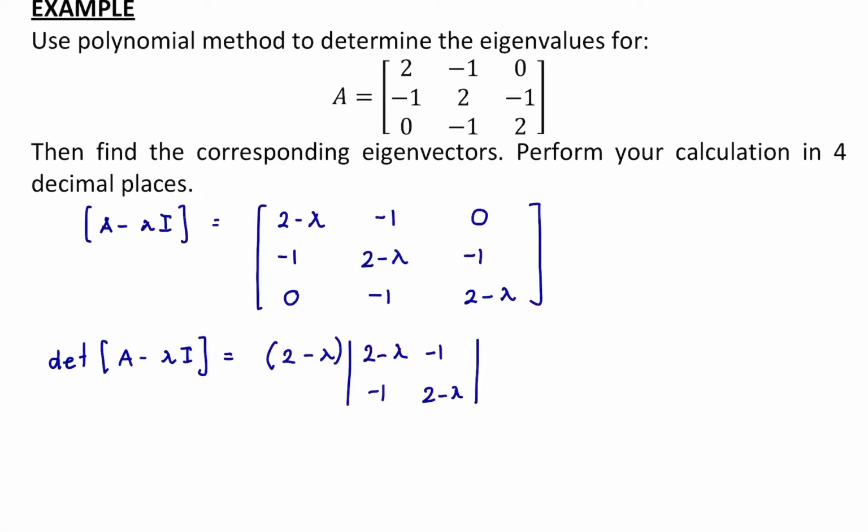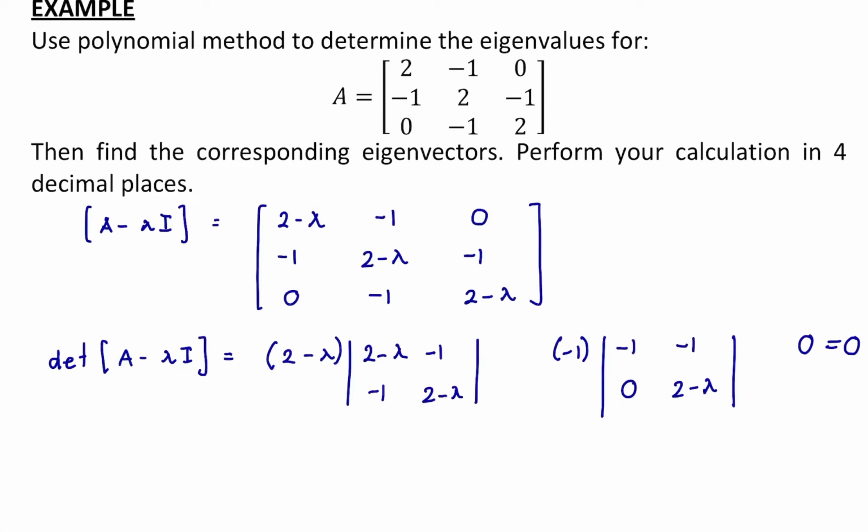Now for the second entry, minus 1. So our entry is minus 1. Okay, so we are referring to minus 1. That means we temporarily eliminate that row and column. Okay, so what is left here is minus 1, 0, 2 take away lambda. Alright, for the third entry, that is 0, so I'm just going to leave it at that. Now this would be equals to 0.